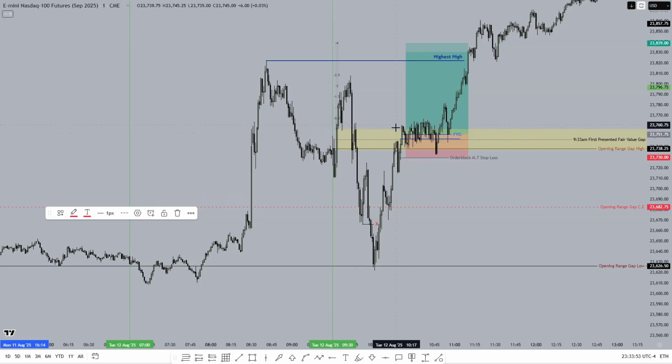Now, once it trades above the first presented fair value gap, this has confirmed to us that the delivery has shifted from a sell program to a buy program. Once it's traded above, we can enter here at the high.